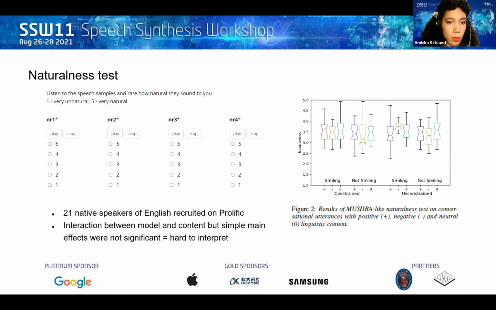Right. So we used a MUSHRA-like naturalness test, and we had 21 native speakers of English that we recruited on Prolific listen to these speech samples and rate how natural they sounded. There wasn't really much of an effect of anything here. The only thing we found was an interaction between the model, constrained and unconstrained, and the content, positive, negative, and neutral. But none of the simple main effects were significant. It's not really easy to interpret what this means. But importantly, we didn't find that the post-laughter speech sounded less natural.